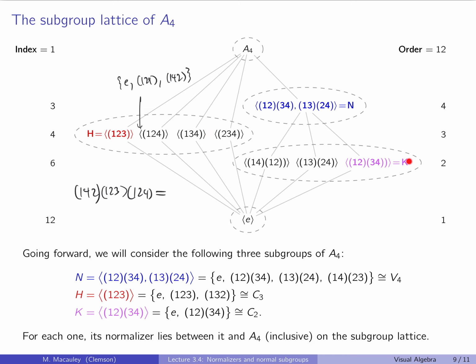And finally, what about this? The normalizer of K is, well, K is not normal, because it's in a conjugacy class of size 3. So the normalizer either has to be K itself, or it has to be N. It cannot be A4 because K is not normal. And I claim that the normalizer of this is actually N. I'll let you check that if you want to. Or you can just wait till the next slide.